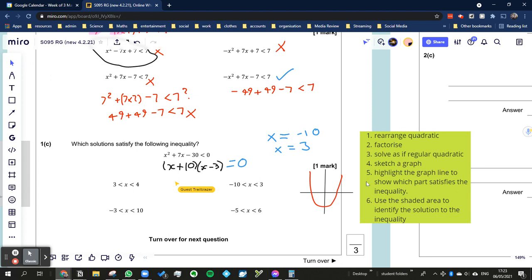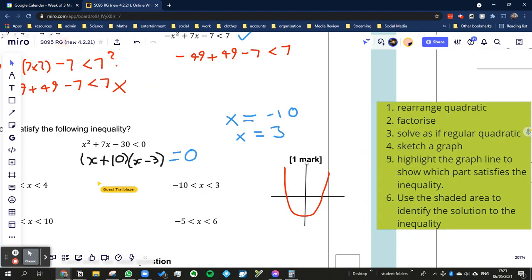Then it says sketch a graph. So we've sketched a graph. Now, let's remind ourselves what this graph is actually saying. This graph that we've just plotted is y is equal to x squared plus 7x minus 30. This red line says that whatever the value for x is, the y coordinate is going to be equal to the x coordinate squared plus 7 times the x coordinate minus 30.